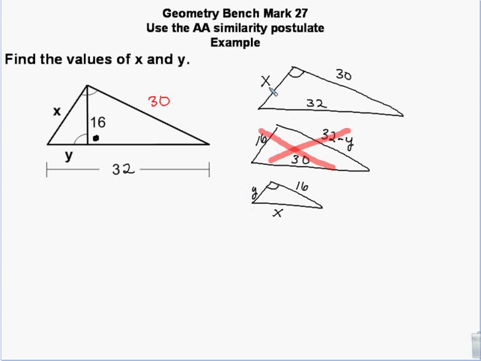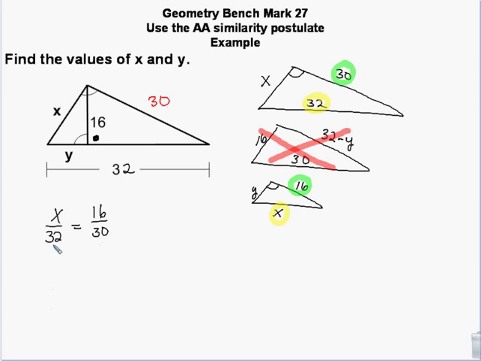X and Y are on the same side, which means they're going to be proportionate to each other. Which means in order to find Y, I'd have to know X, or in order to find X, I'd have to know Y. Well, because there's an X here with this 32, I'm going to find X first. So 16 and 30 go together. They're in the same position, and 32 and X will go together because they're in the same position. So I can say X over 32 is equal to 16 over 30.